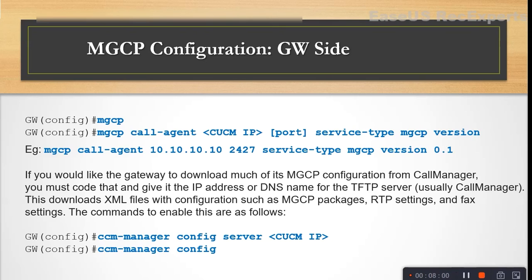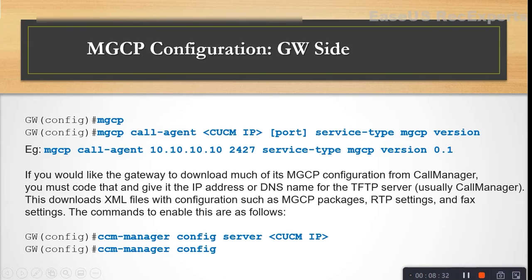Here we are informing the voice gateway of its call agent. Since MGCP is a client-server protocol, your server or master would be this call manager, where we give the IP address. You can also give the DNS name or FQDN of the call manager. Port by default is 2427, service type mgcp, version 0.1. So this is the command that we have to give.